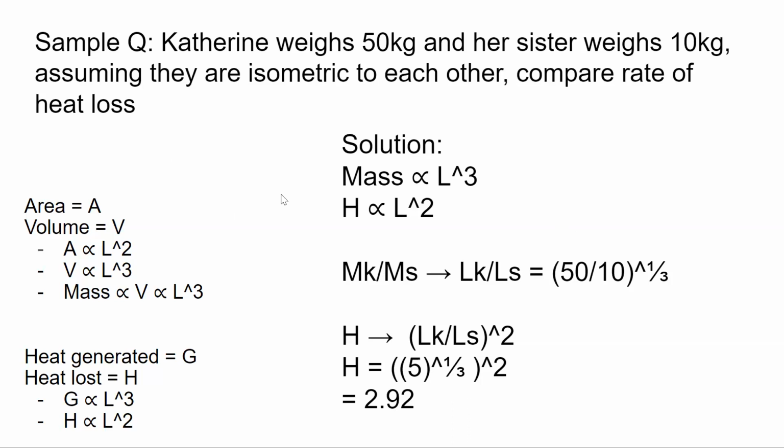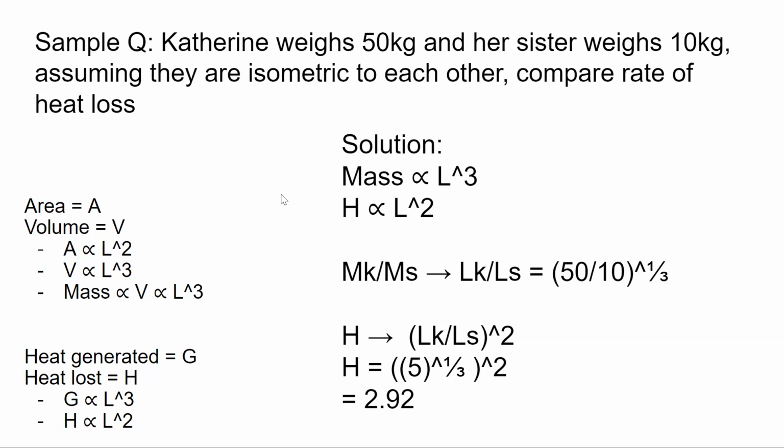First, we would have to use the given information, which is mass, because we're not given their lengths directly. So using mass, we can substitute that into L cubed. But then, as you notice here, we move the cube to the other side, and now we're raising the other side to the exponent of 1/3. And in doing so, we have isolated the ratio of their lengths. And then now we can substitute that into the equation of the heat lost.